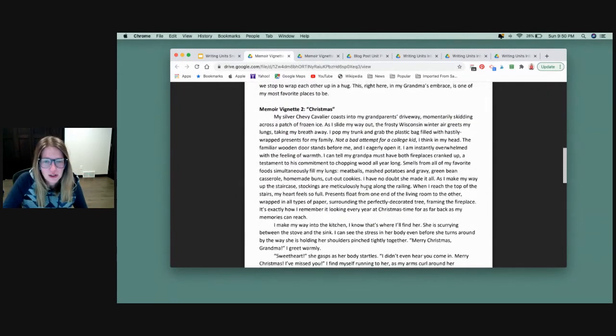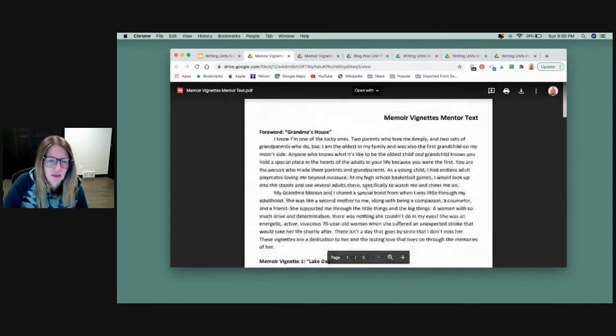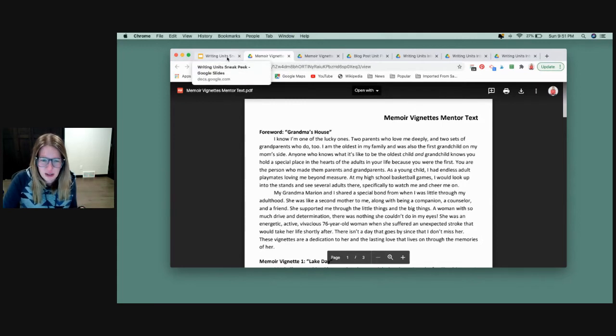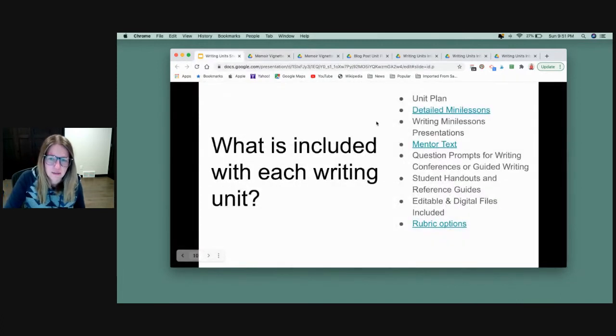I wrote this mentor text. I wrote every single mentor text for each writing unit, and sometimes several of them. The mentor texts were written specific to that writing unit to focus in on how the writing unit is going to be assessed and how the mini lessons are taught. So everything ties together really nicely. I think that a lot of times we go and search for a mentor text, and that doesn't always work out because it doesn't align with what we're teaching and what we're necessarily assessing.